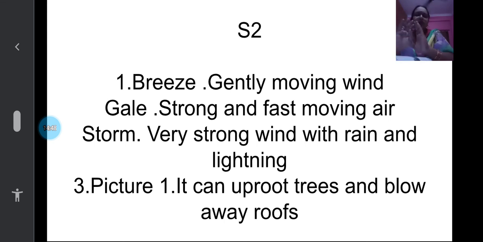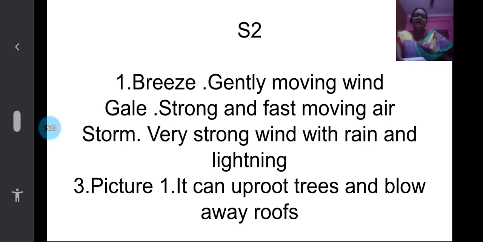Today's activity work is in your EVS notebook only. These three types of wind we learned, no children? See here I have given you breeze, gale, storm. So you draw a simple picture which will show what is breeze, how the breeze will be, how gale will be, how storm will be. Draw the picture and write this. Gentle moving air is breeze. Strong and fast moving air than the breeze, you can add. Storm, very strong wind with rain and lightning, and the wind will be blowing much stronger than the gale.